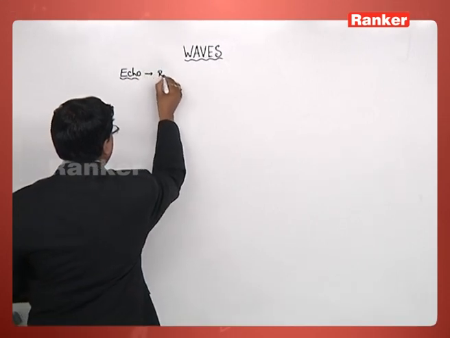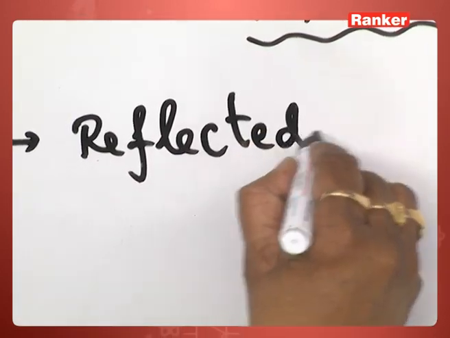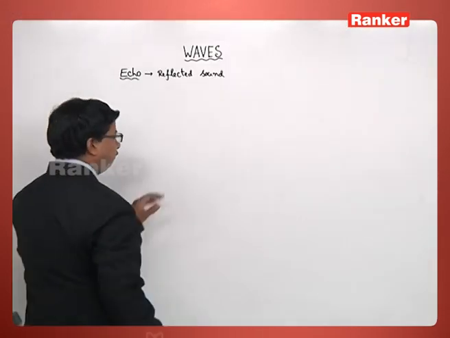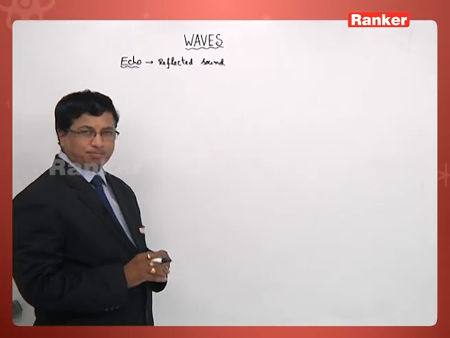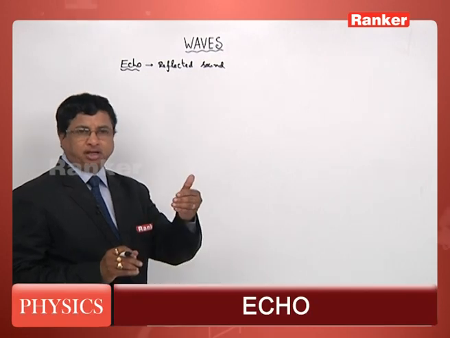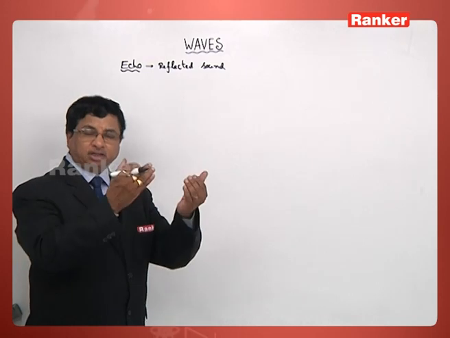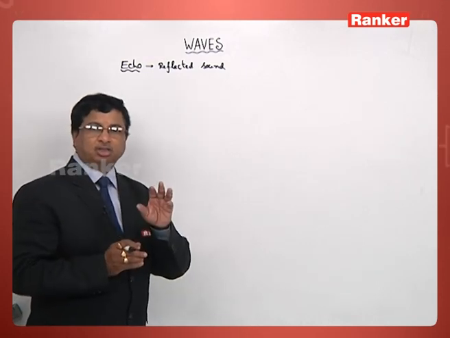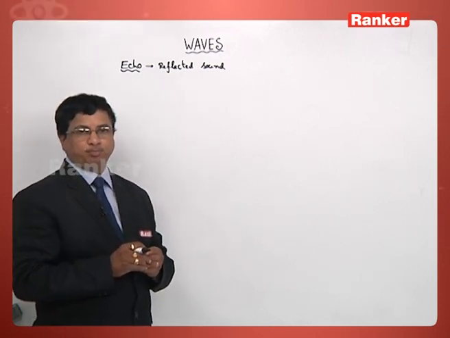Basically, it is the reflected sound. Sound that is produced by a sound producing source, traveling in a particular direction, striking a hill or a wall, whatever it is, and returning back after reflection, whatever sound the observer can hear, that is what we call an echo.